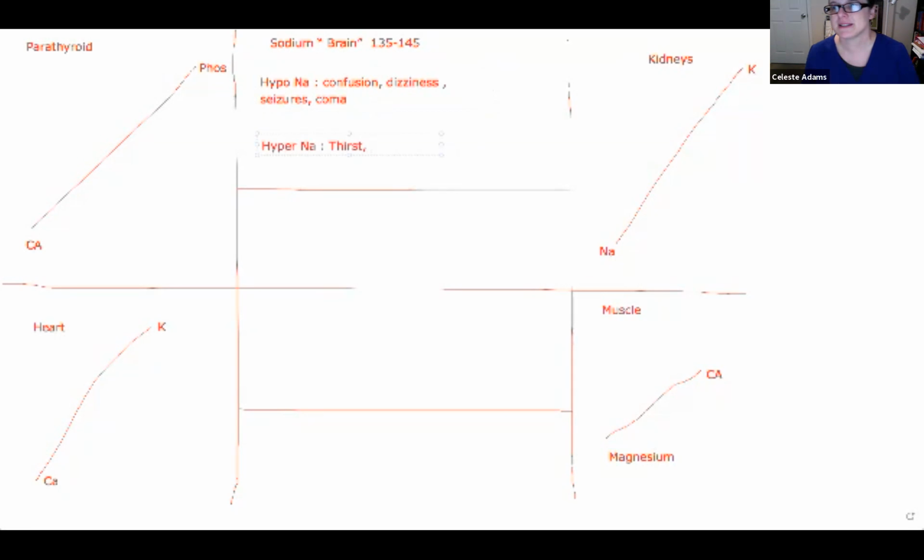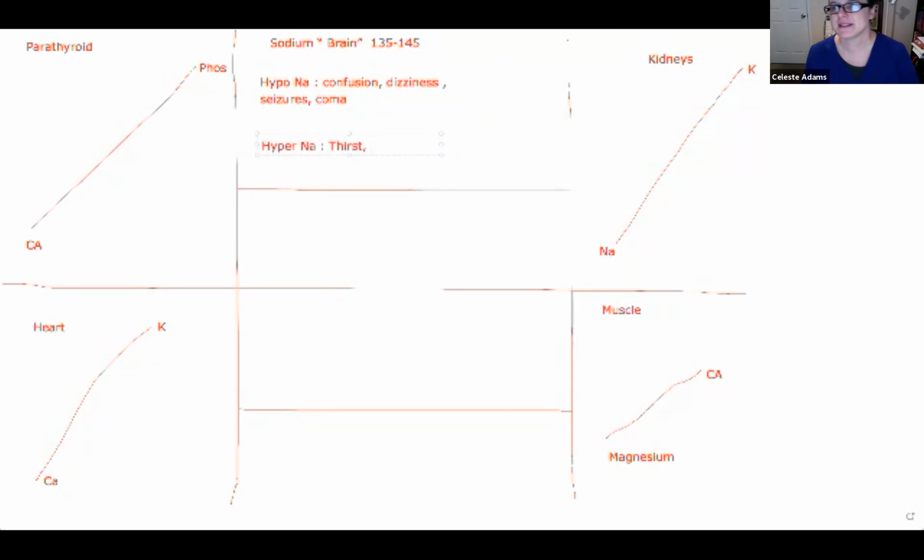So we got sodium. Sodium equals brain. The normal is 135 to 145. In low sodium, you're going to have all your brain issues: coma, confusion, dizziness, seizures. In hypernatremia, you're going to have all of the above brain symptoms, including thirst. Now we're going to move on to potassium.